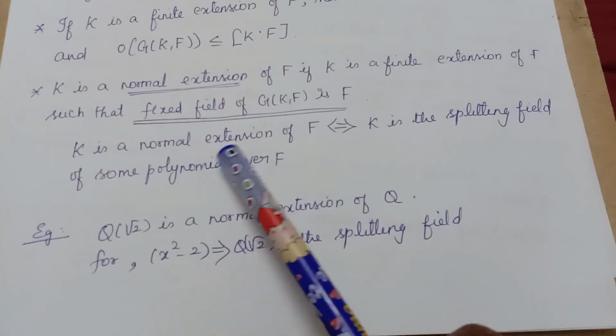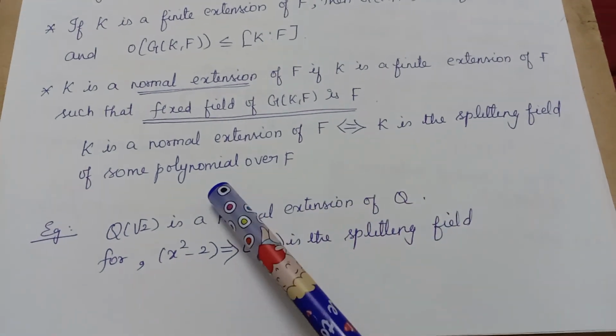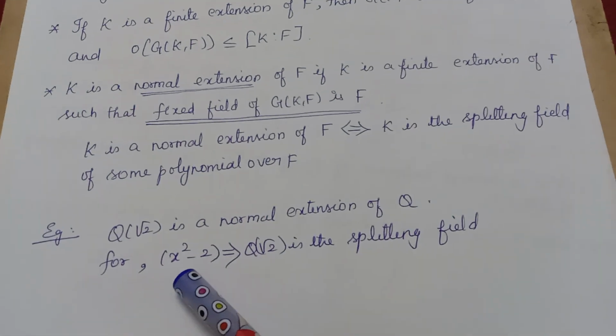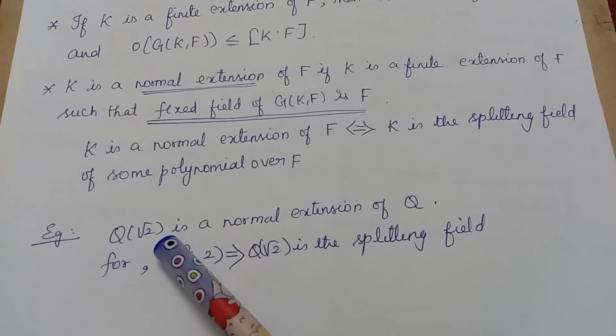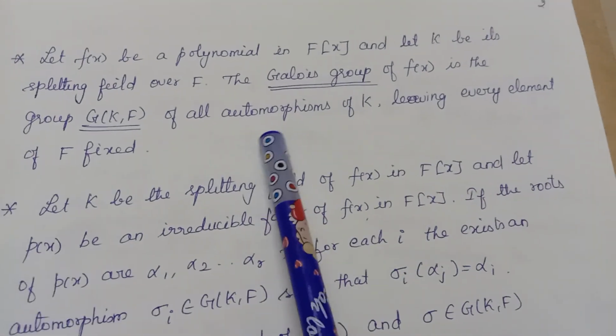Because for a field to be a normal extension, what do we say here? It has to be the splitting field for some polynomial over F. So here Q(root 2) is the splitting field for this polynomial. So what do we say? Q(root 2) is a normal extension. Okay, right? Then next, here we are defining what a Galois group is.